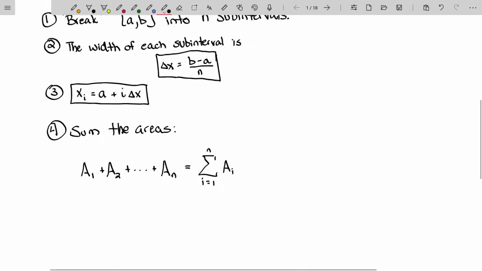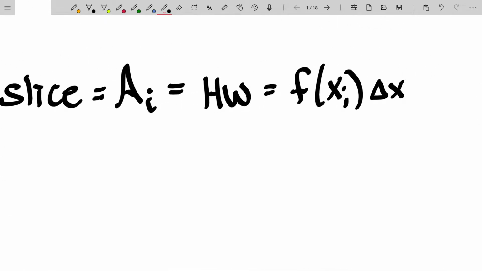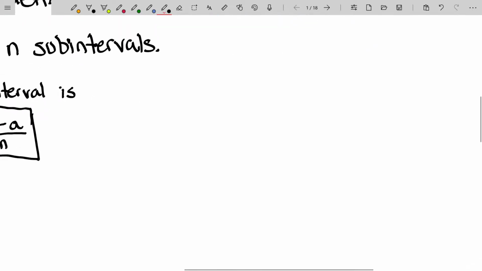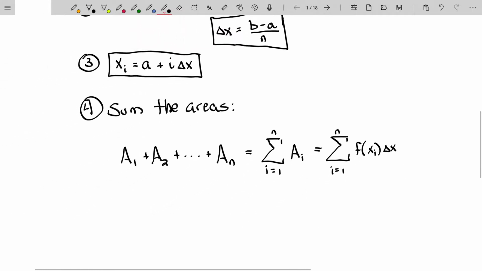But we've just written a formula for the ith slice, and that's why that ith slice is so incredibly important. The formula is height times width, or f of x sub i, times delta x. Well, let's go ahead and write that down. So this is a summation i equals 1 to n of f of x sub i times delta x. That is an incredibly important formula. That's called a Riemann sum.